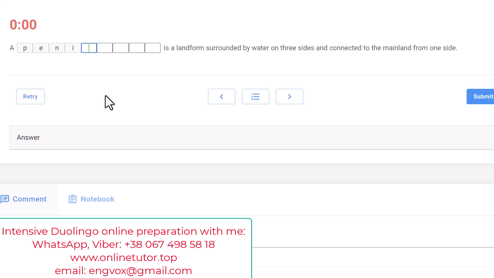So a peninsula, just a second please. Peninsula, like a semi-island, it's surrounded by water on three sides, but on one side it's not isolated from the mainland, it's connected to the mainland. For example, Italy is a peninsula, Crimea in Ukraine is a peninsula. So it's not a separate island.